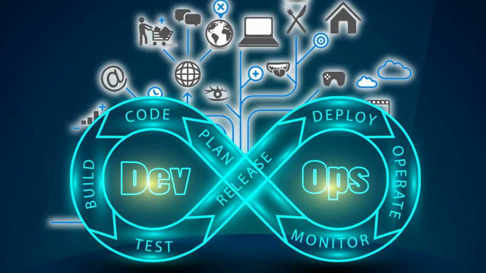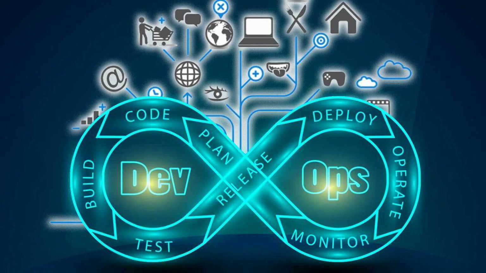Source code management, SCM. Code is stored in a version control system like GitHub, GitLab, or Azure Repos. Build. Code is compiled and dependencies are installed. Unit testing. Automated tests are run to verify code correctness. Code analysis. Tools like SonarQube check for code quality and security vulnerabilities.